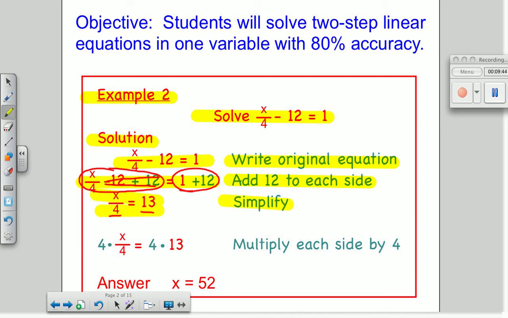How do I get rid of the 4 that x is being divided by? I multiply by 4. So when I multiply on this side, my two 4's cancel out. Okay. I have x by itself now. And 4 times 13 is 52. X equals 52.